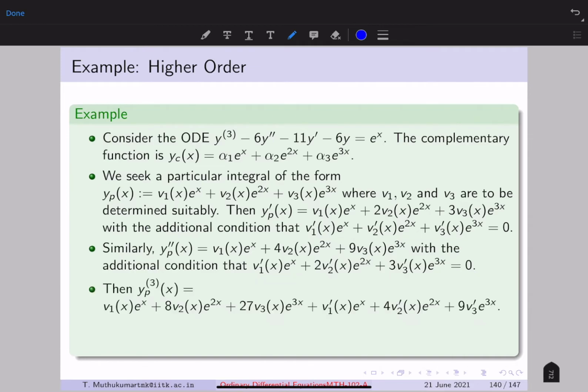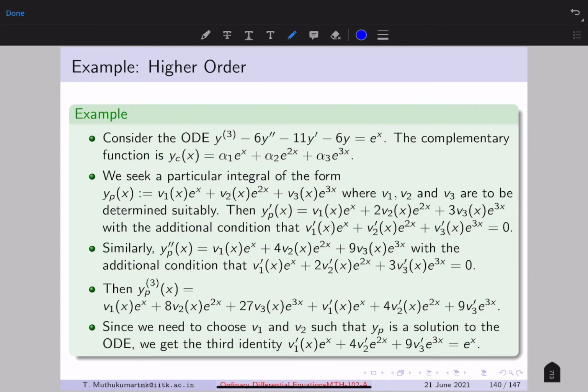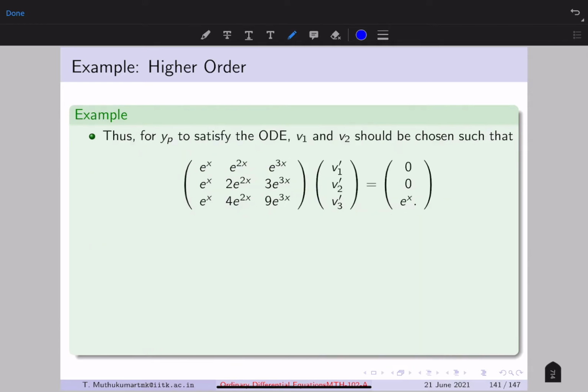Now you compute the third derivative. Whatever is appearing in the third derivative, you have this. Now you use this third derivative, second derivative, first derivative, and y, everything in the original ODE. Then we need to choose v1, v2, v3 such that yp is a solution to this. That gives you a third condition. So now you have three conditions and three unknowns, v1, v2, v3. Okay. So you get this matrix equation. Those three conditions become this matrix equation for the unknown derivatives v1 prime, v2 prime, v3 prime, right?